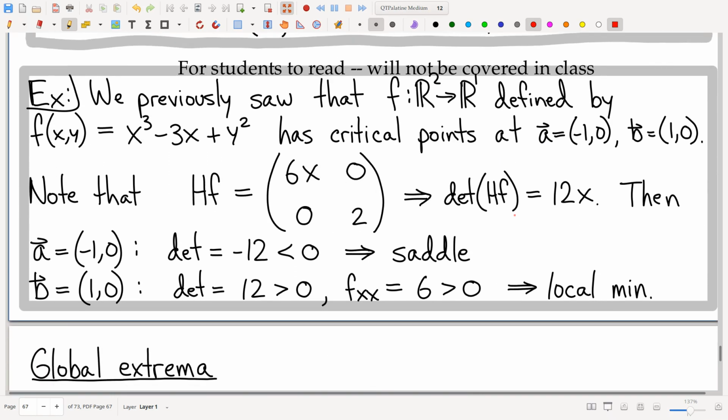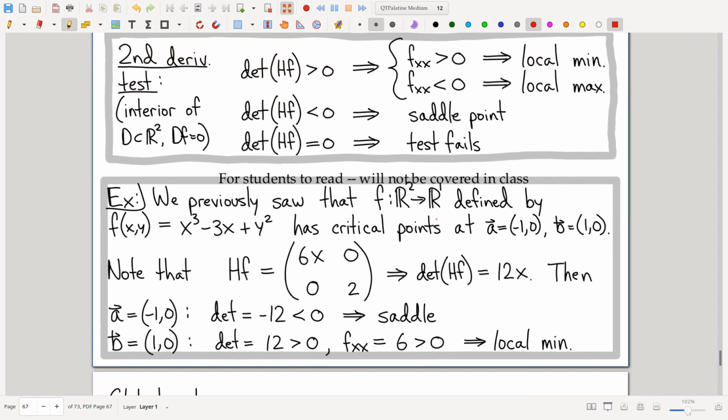Okay. Let's do a plug and chug example. We've already looked at this function. We've already found its 2 critical points. Let's do some preliminary work. Here's the Hessian for that function. Again, matrix of second partials. Make sure you can do that, of course. Here's the determinant of that Hessian. Super easy little calculation. And now let's play the game.